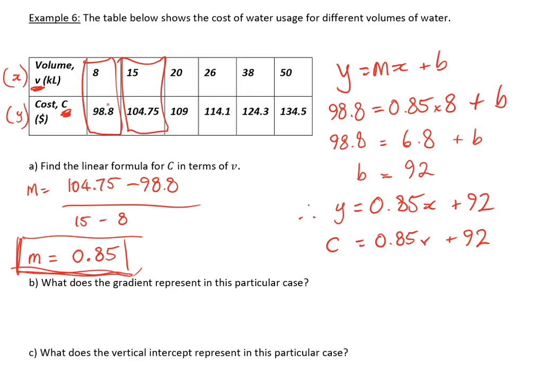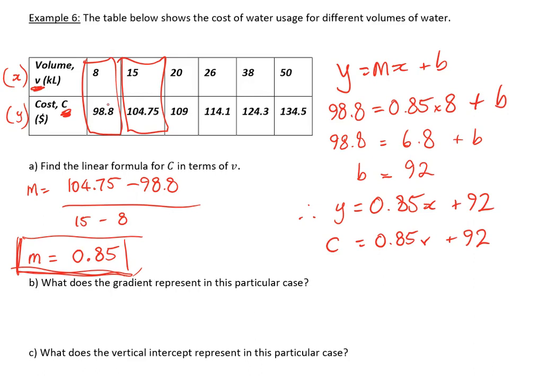Now, what does the gradient represent? We've got to read these things fairly carefully. The cost of water usage. So for some volume of water, this is how much it costs. The gradient tells me how much it changes. So every time I use an extra kilolitre of water, my cost increases by $0.85.